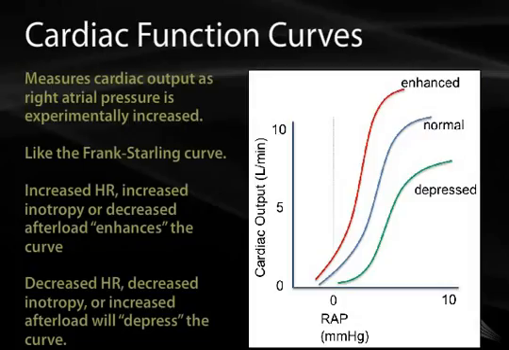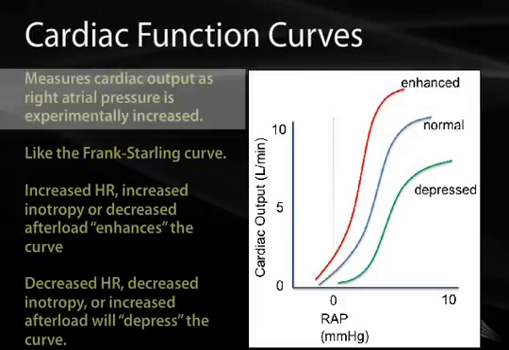First, we'll start with cardiac function curves. Cardiac function curves measure cardiac output as the right atrial pressure is experimentally increased. These curves were observed in canine subjects measured over time. What you see on the graph is cardiac output in the Y axis and right atrial pressure on the x-axis.